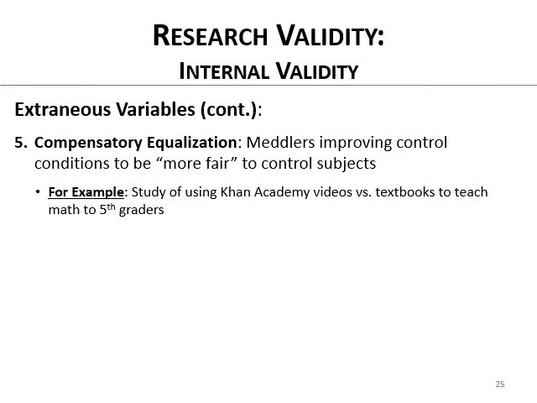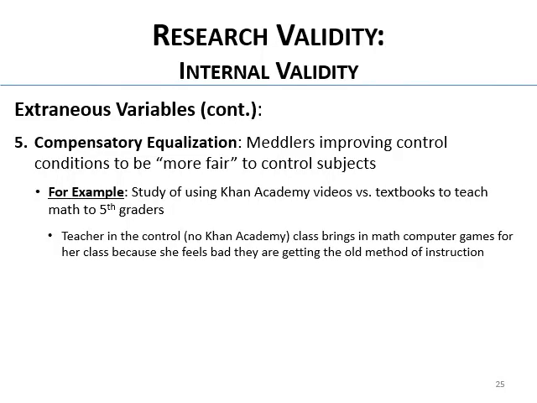So let's say you're looking at a study using Khan Academy videos versus textbooks to teach math to fifth graders. And the teacher in the control group, that is, it's just the textbook, they don't get the Khan Academy videos, they hear in the break room that the other class gets to watch these cool videos, they may try to compensate for the fact that their students didn't get the fun thing. And so they bring math computer games to his or her class, right? Because they feel bad that the students aren't getting the fun instruction. They're compensating, and it ends up equalizing differences between the groups, hence compensatory equalization.